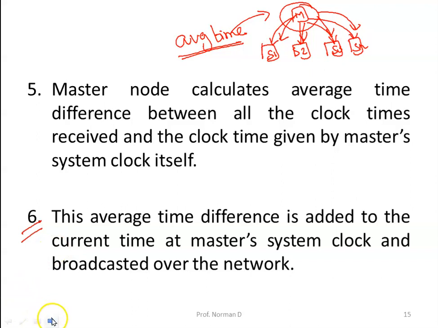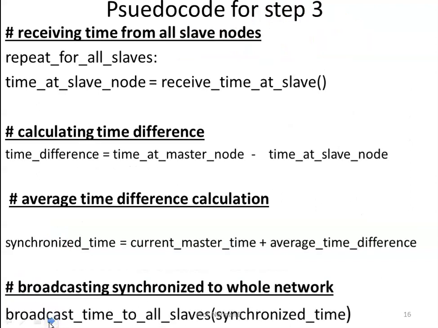We'll try and understand with the help of a figure. Before that, we'll see the pseudo code. The first thing is receiving time from all the slave nodes. The master repeats this particular process for all the slaves, that is, it receives the time at each slave in the entire network. It will try to find out what is the time of each slave node.